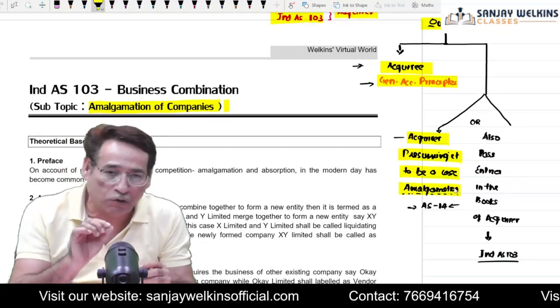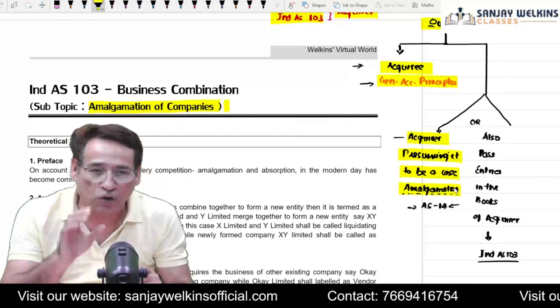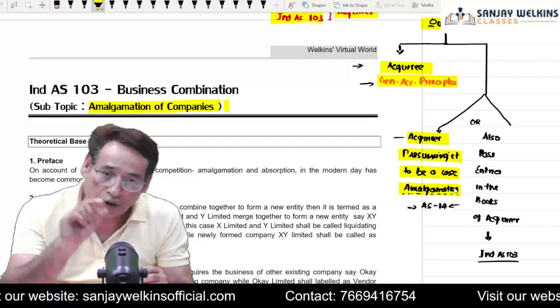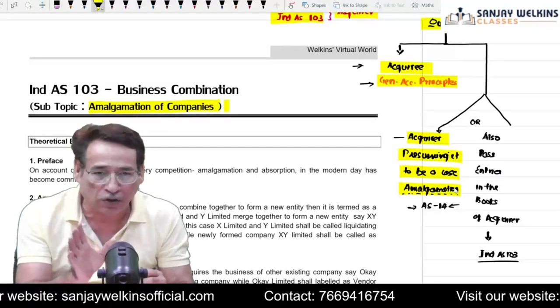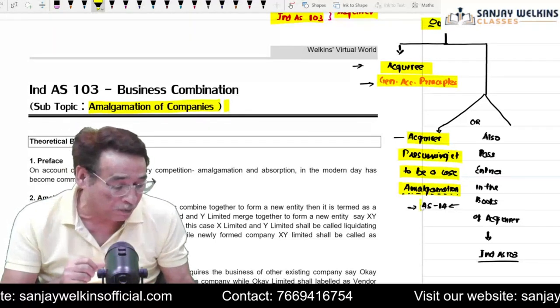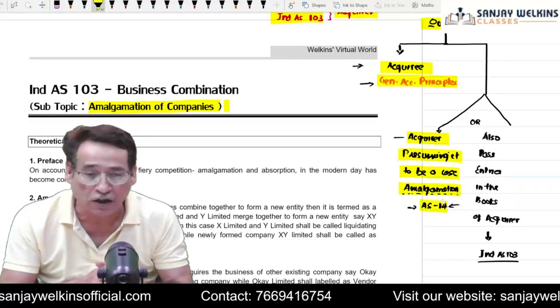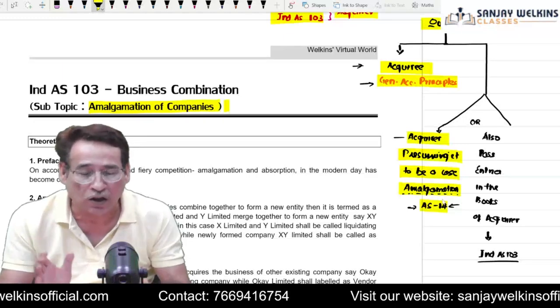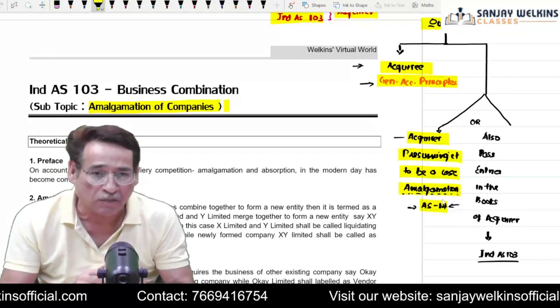If the question specifically states that you have to pass entries in the books of acquirer company, presuming it to be a case of amalgamation, the word amalgamation must be written there. And if it is written there, in that case accounting standard AS-14 needs to be applied. That is the reason why we need to have the knowledge of AS-14. Is it clear to you?